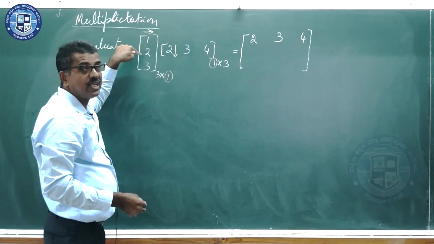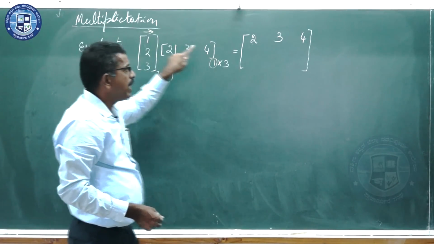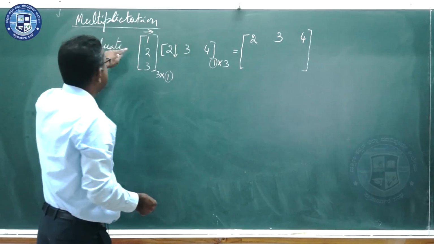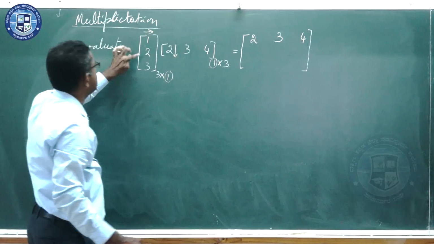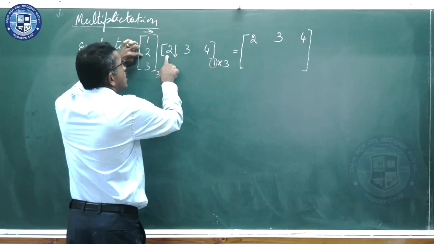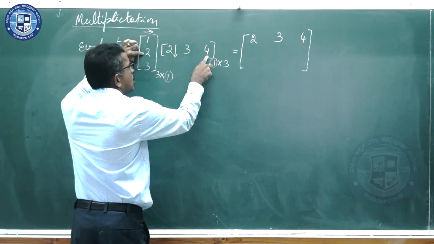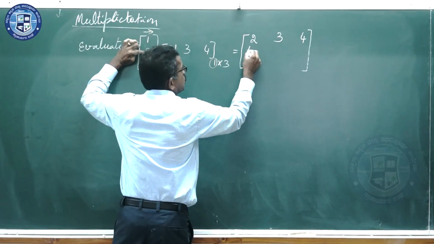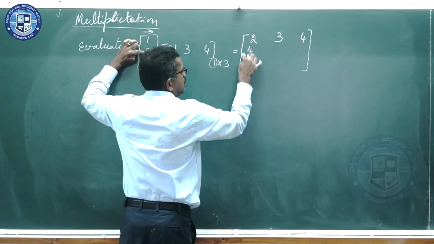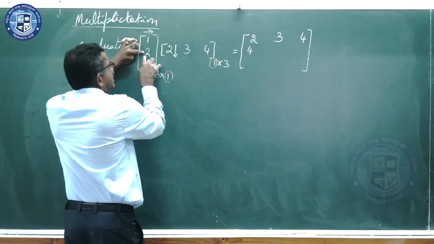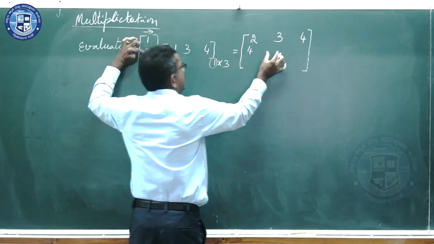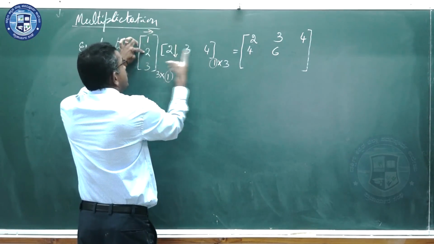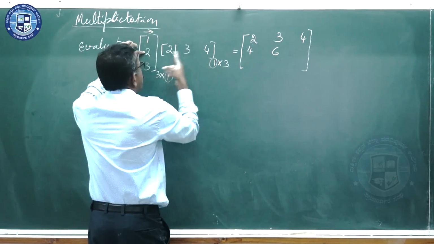Now go with the second row. The second row of the first matrix should give the elements of the second row of the resultant matrix. What is the second row first element? It is 2. And first column 2, second column 3, third column 4. 2 multiplied with 2: 2 2s are 4, placed in second row first column position. Next, second row with the second column: 2 3s are 6. Second row with the third column: 2 4s are 8.